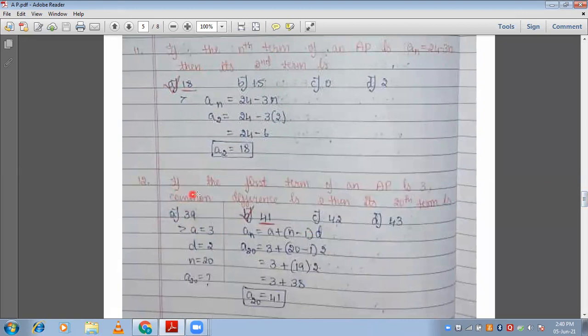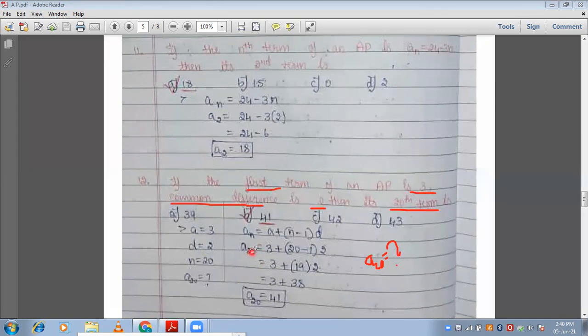Next, 12th question. If the first term of an AP is 3 and the common difference is 2, then the 20th term, a20, is equal to question mark. We know the formula, an is equal to a plus n minus 1 into d. a20 is equal to 3 plus n value is 20 minus 1 into the value of d is 2. Simplify this one, you will get a20 is equal to 41. So option B is right.